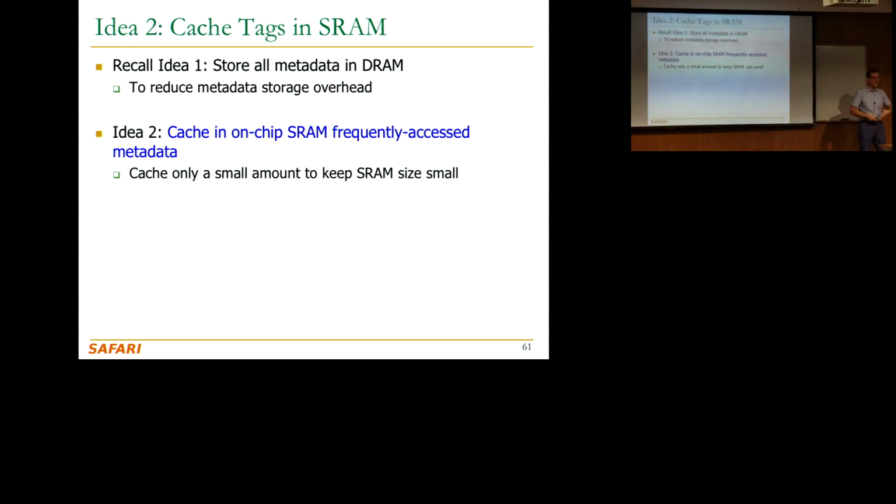People have proposed caching tags to reduce access latency of the tag store in the past, even on chip, in an on-chip context. But in this case, the reason we are storing all metadata in DRAM is that metadata is large, but the good thing is this cache of the metadata can be small.